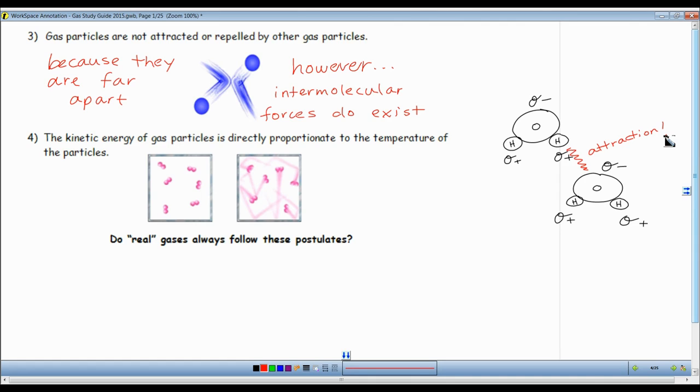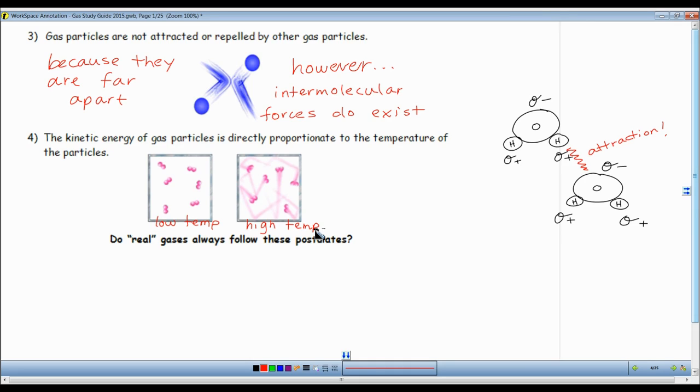Number 4, I'm actually fine with. Kinetic energy of gas particles is directly proportional to their temperature. We know that. So this might be at a low temperature, where the gas particles are moving and they're just kind of bouncing around. But at a high temperature, the particles have way more kinetic energy, which means there should be more movement and more collisions. So you probably know that if you increase the temperature, you increase the pressure on a gas.